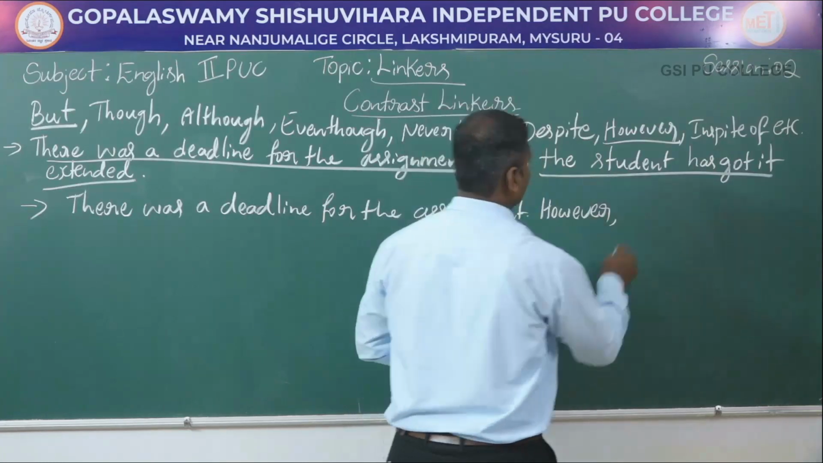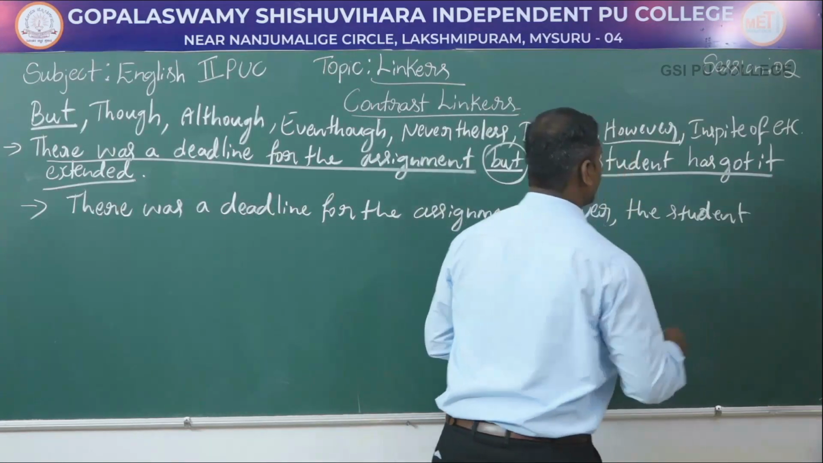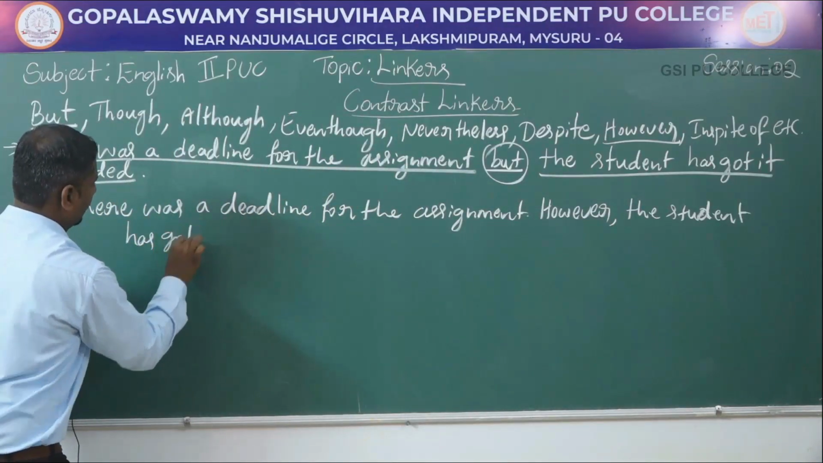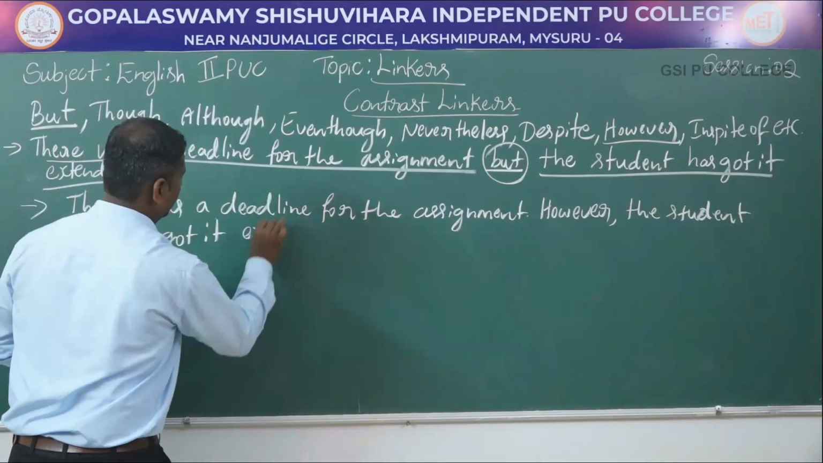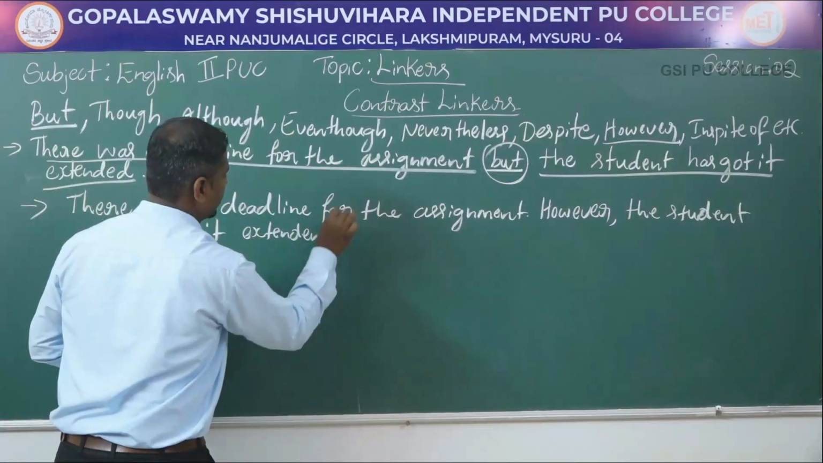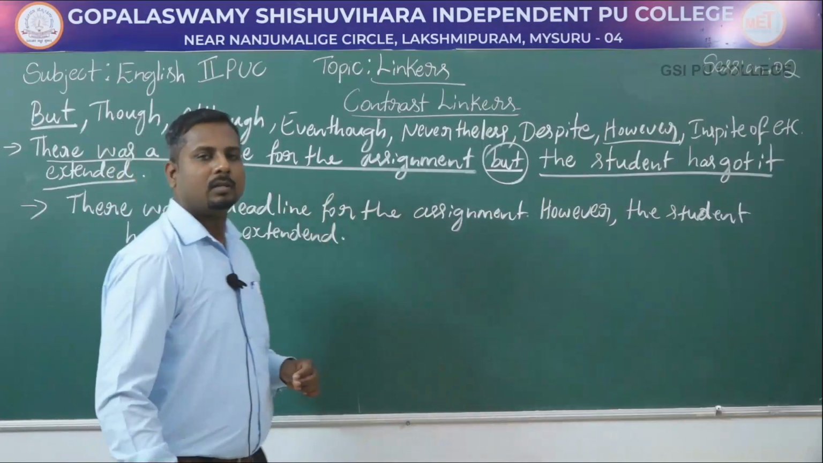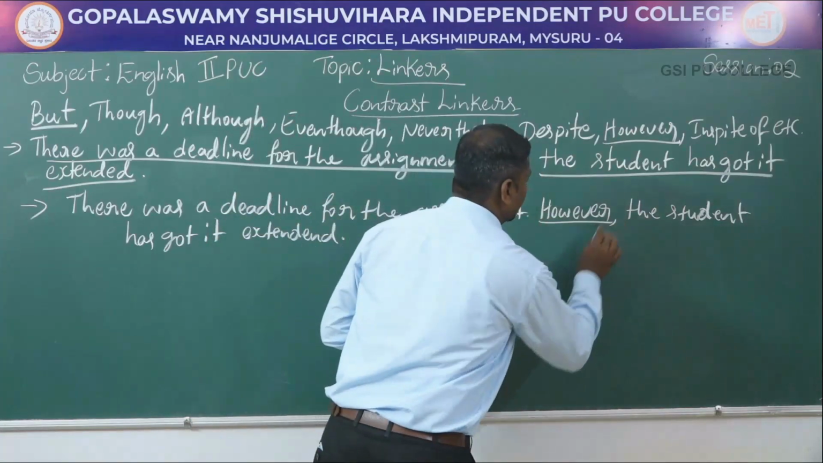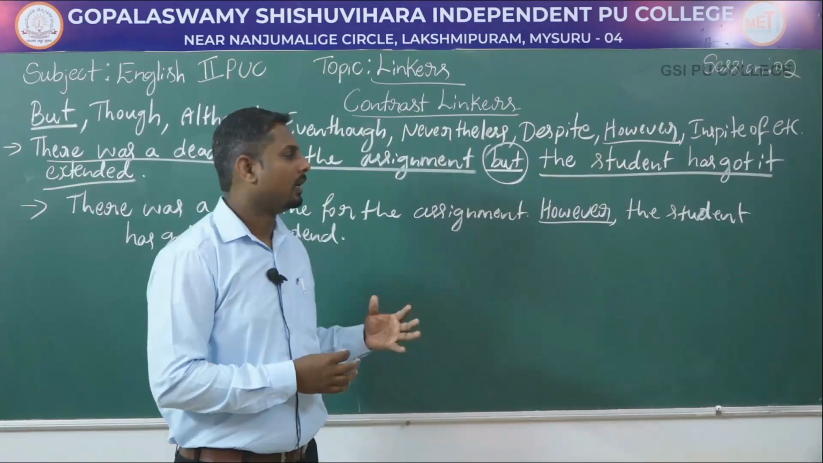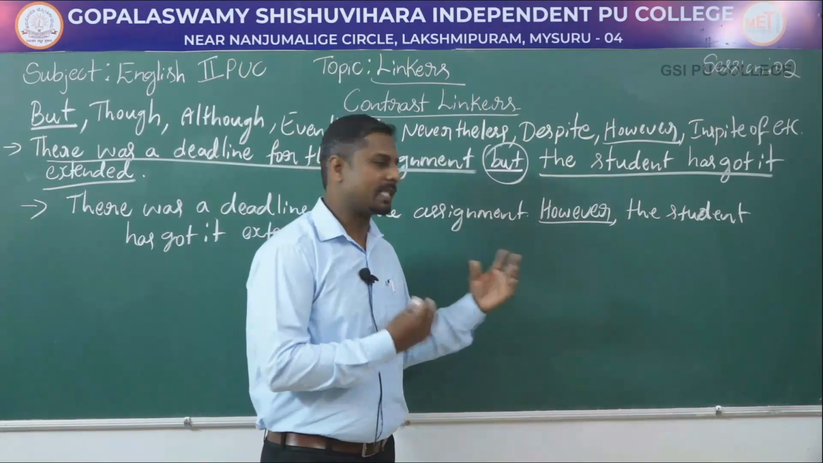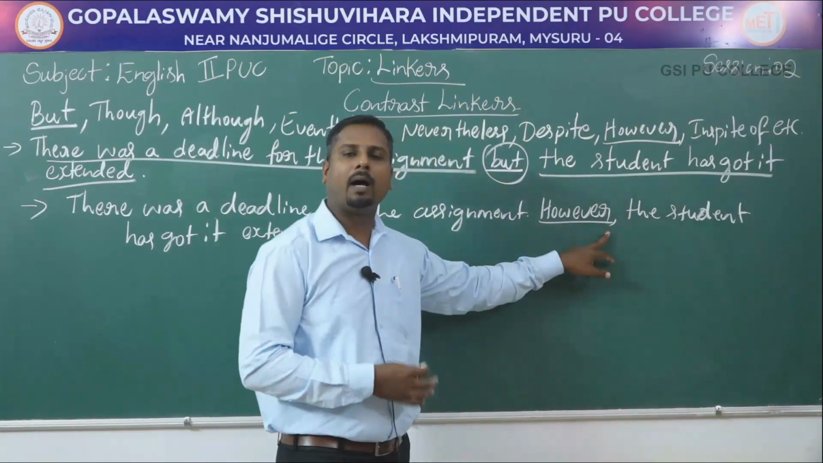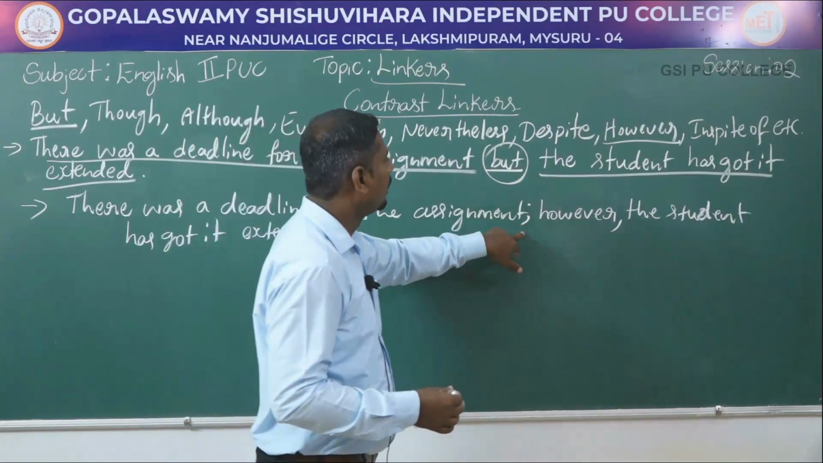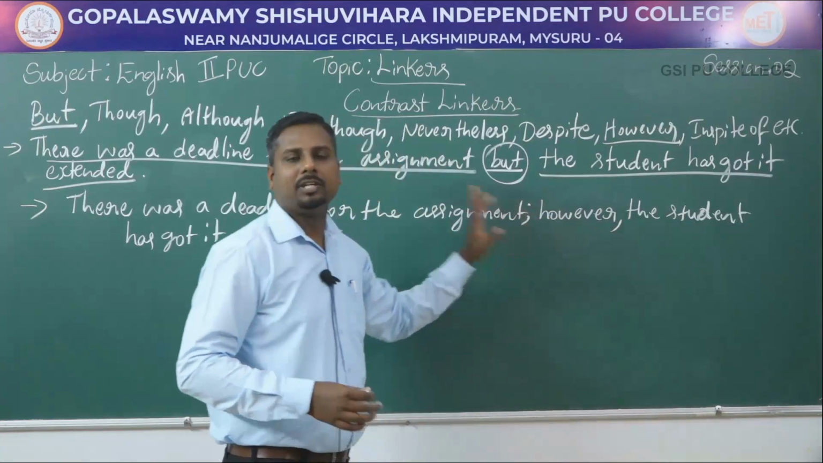However, the student has got it extended. So as you can see here in this sentence, the word however is used in this way, usually goes at the beginning of a second sentence followed by a comma like this, or it can come after a semicolon followed by a comma like this.